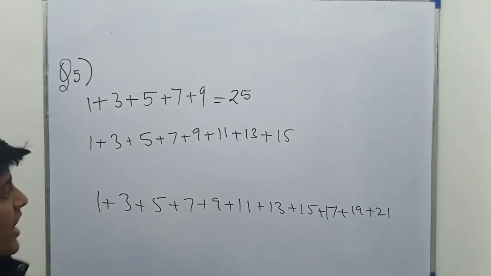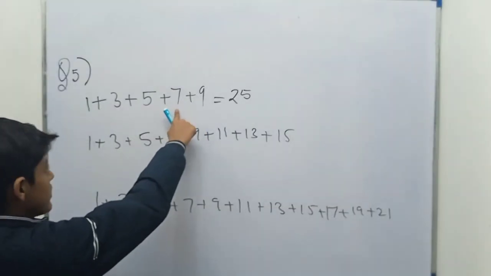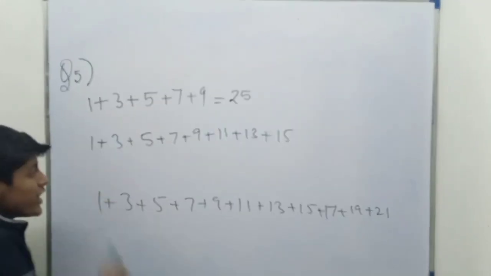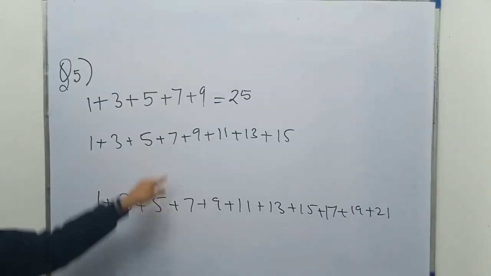Now let's add and check. 9 plus 7 is 16, 16 plus 5 is 21, 21 plus 3 is 24 and 25. It's very easy. Now let's do this question.